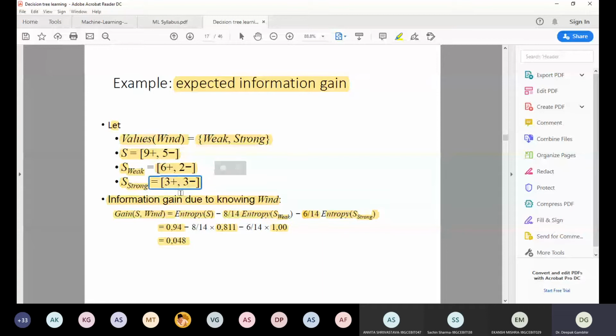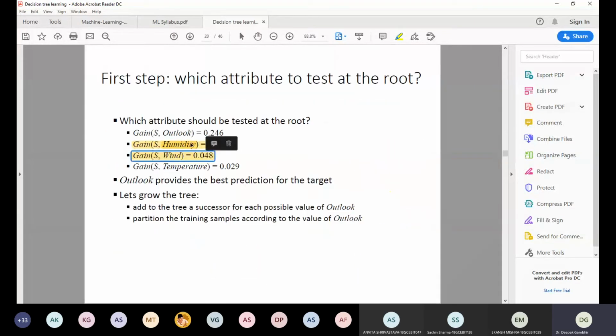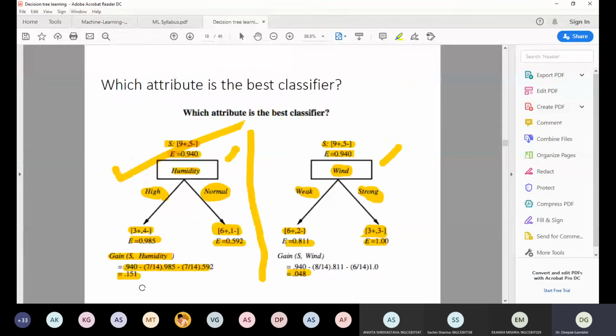So when you solve this, you can compute the information gain, and that would come out to be 0.048. So that is what we have written here. Similarly, in the case of humidity, if you need to check, that would come out to be 0.151, which we have made here also.